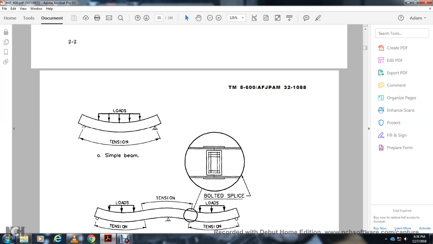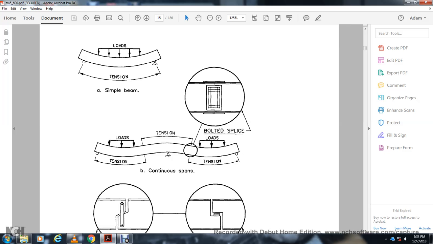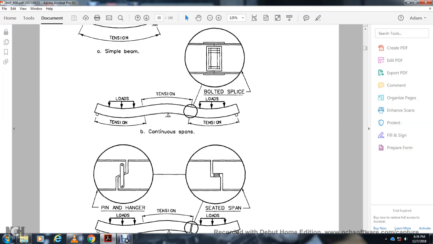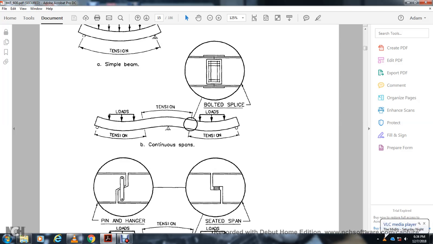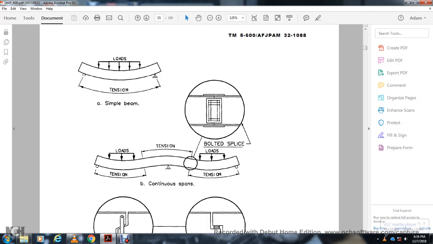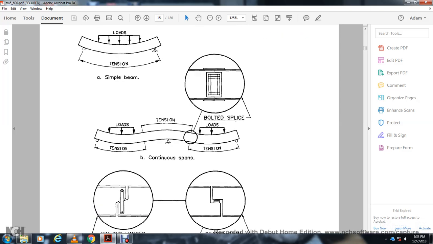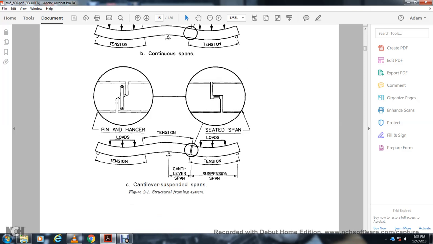Alright, this is your simple beam with loads in tension, and then the tension loads and bolted splices, continuous spans. This is a pin hanger, loads in tension, seated span, loaded span. So you have your bolted splice, your pin hanger, and your seated span, okay? And that is your structural framing. B is continuous span, A is a simple beam, continuous span beam, and then cantilever suspended span beam. Beams, structural frame support.